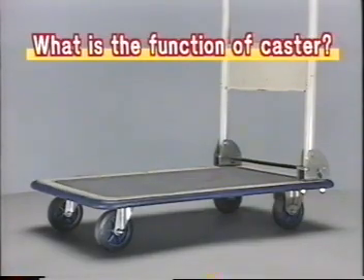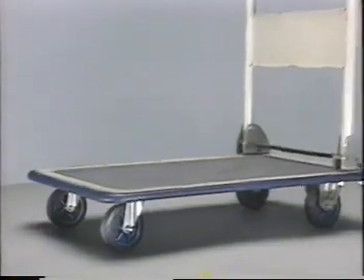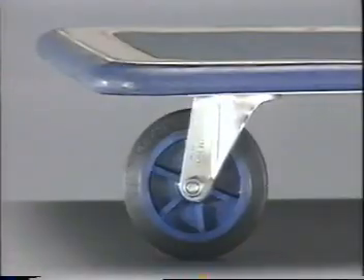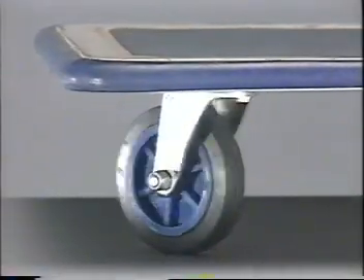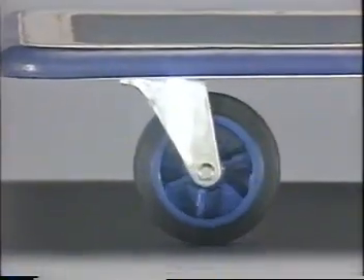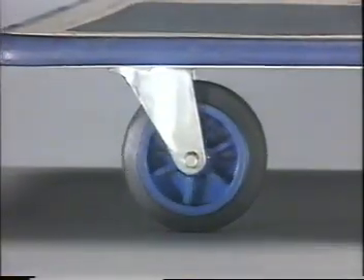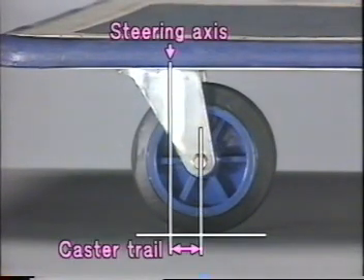Let's examine the role of caster and caster trail using only one wheel of a cart. As you know, when you push a cart fixed with this kind of caster, the cart moves straight, smoothly in the direction as pushed. In this case, the steering axis is not tilted. However, caster trail occurs because the center of wheel-to-road contact comes behind the steering axis.